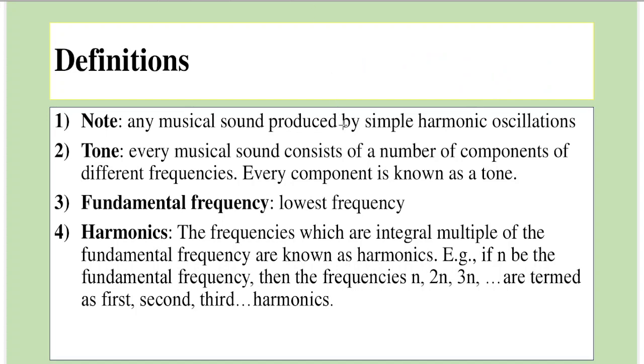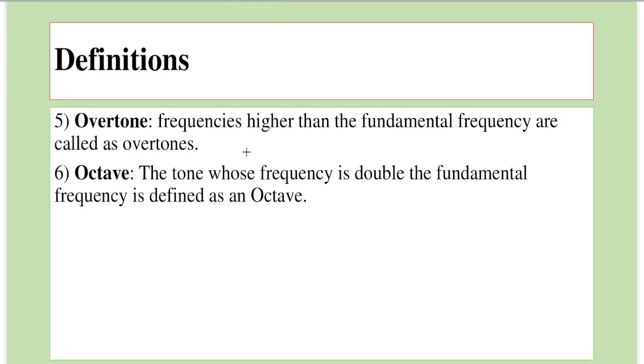If we generalize this, let n be the fundamental or basic frequency, then multiples like 2n, 3n, etc. are called harmonics. That n itself would be a harmonic called the first harmonic. Now, any frequencies higher than the fundamental frequency are called overtones.